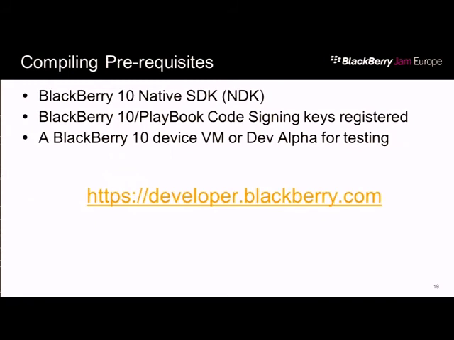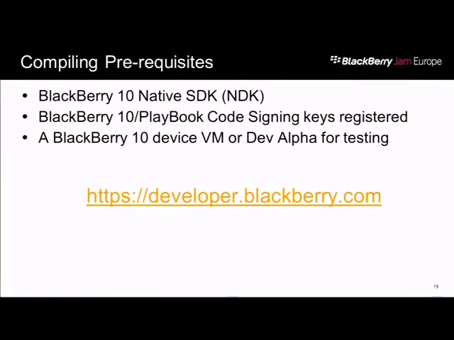Some of the prerequisites to get going. Titanium does link right in with the BlackBerry Native Development Kit for BlackBerry 10, or the NDK. So you basically just need to download that and point your Appcelerator install to the BlackBerry NDK directory. Pretty simple, nothing too daunting there. You also need BlackBerry 10 or PlayBook code signing keys. They're the same keys for PlayBook or BlackBerry 10. So if you already have those keys installed and registered, you're good to go.